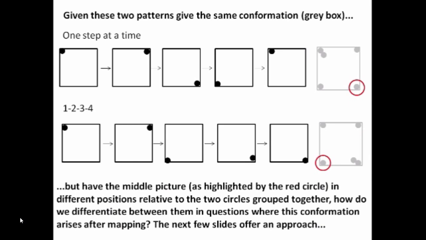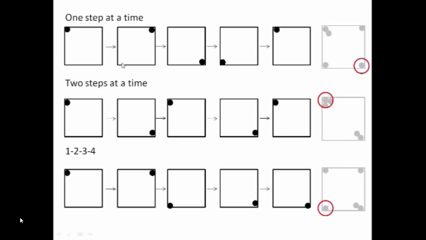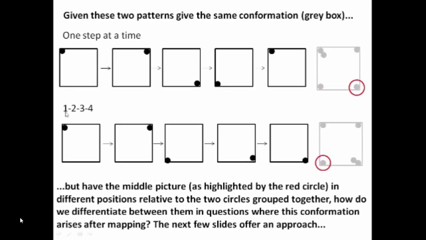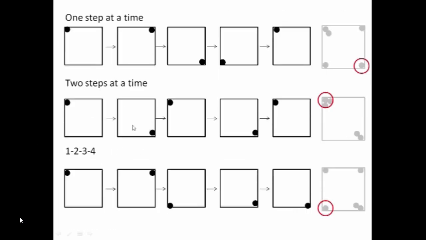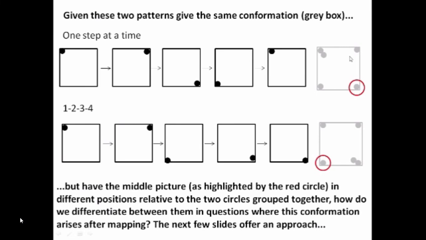So this slide is pretty similar to the one before. This top sequence here is the same as that one there, and this second sequence here is the same as this one here. So I've just brought them together to highlight again how they give the same configuration in the mapping method, because we're going to go through now a few techniques for how to differentiate between those two and how to find the middle.